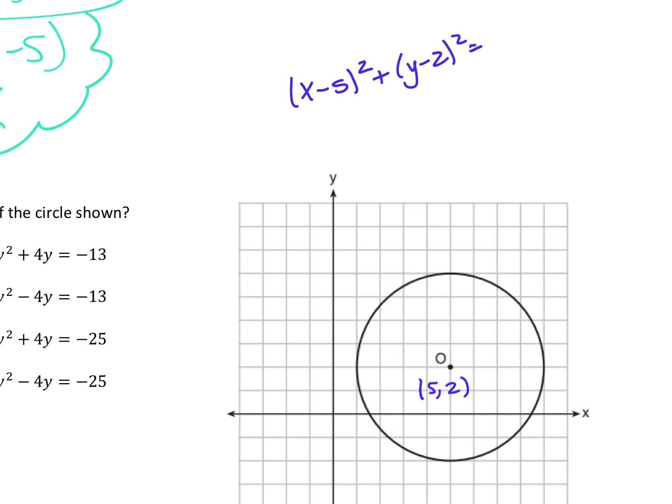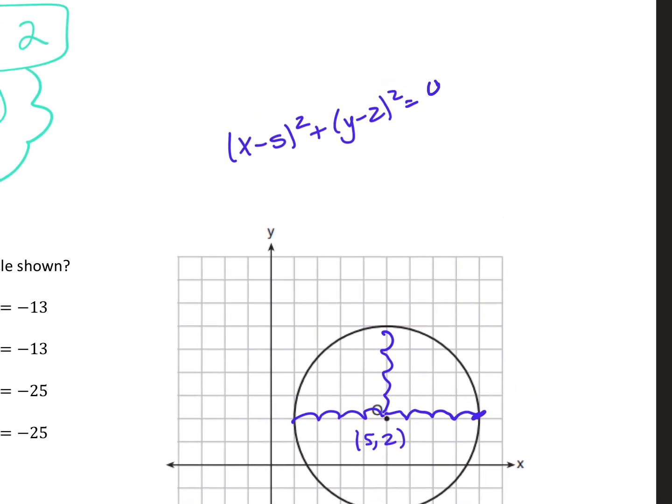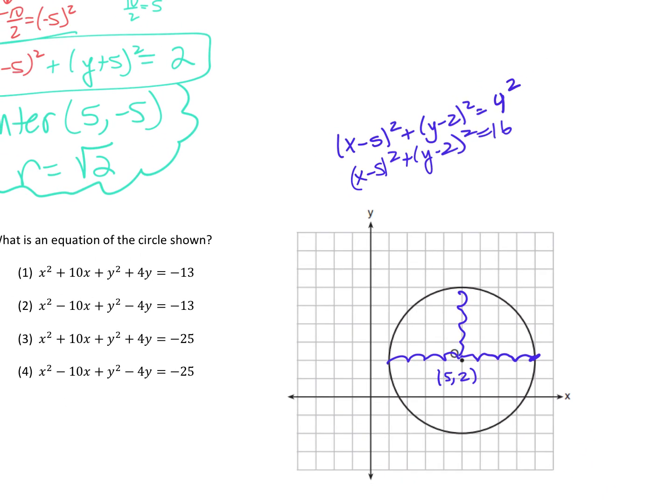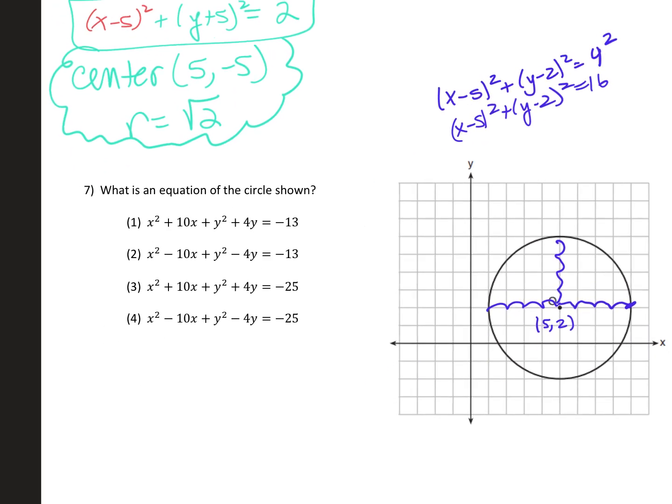Can I count? How far is it from the middle to a point on the circle? Well, it's 1, 2, 3, 4. What if I go here? 1, 2, 3, 4. How about over here? 1, 2, 3, 4. What is it? 4, right? So 4 what? Squared. All right, does that match anything over there? No. Okay, so I have x minus 5 squared plus y minus 2 squared equals 16. Agreed? What would I have to do to figure this out?